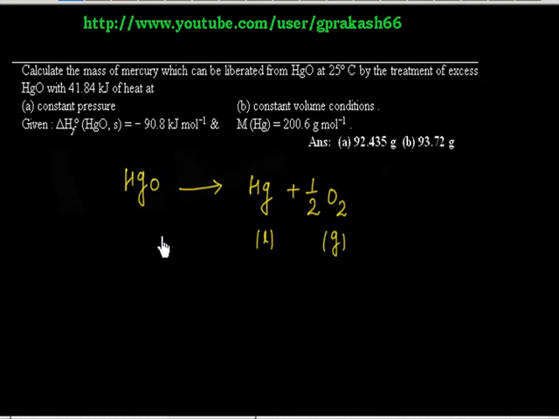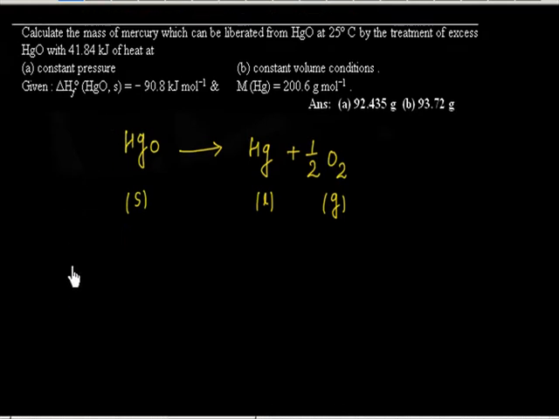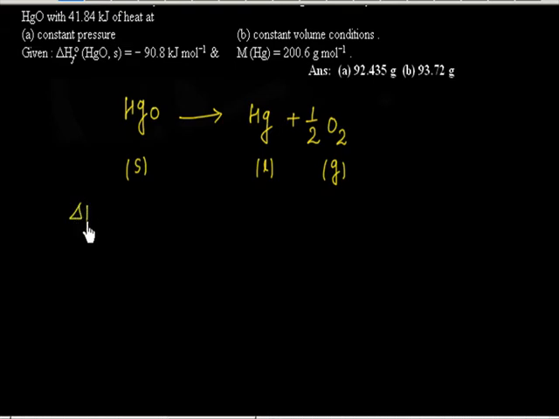And the state of HgO is given in the problem or not? If nothing is given, let us assume this is a solid. Now what is the delta H for this reaction? We can calculate it. Heat of formation is given, so on the basis of the heat of formation value, we can calculate delta H. So delta H equals summation of delta H_f degree of product minus summation of delta H_f degree of reactant. So this will give you the heat of reaction.